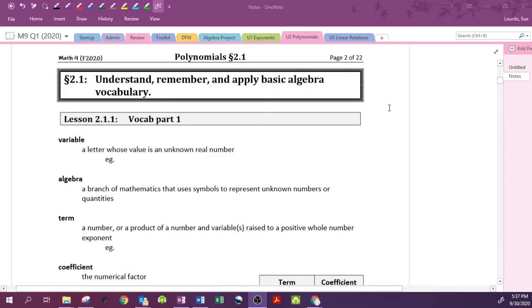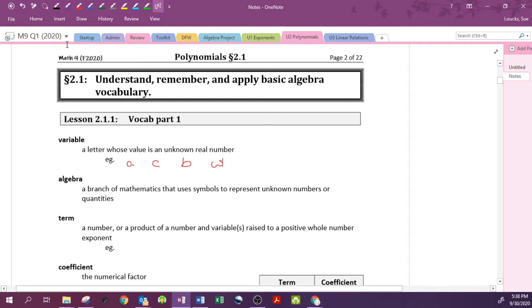So what is a variable? A variable is a letter whose value is an unknown real number. So it's something that's standing in for a number. We don't know what the number is yet. So it could be A, or it could be C, or it could be B, or W. Whatever letter you want to use is just fine. Algebra is the branch of mathematics that uses symbols to represent unknown numbers or quantities.